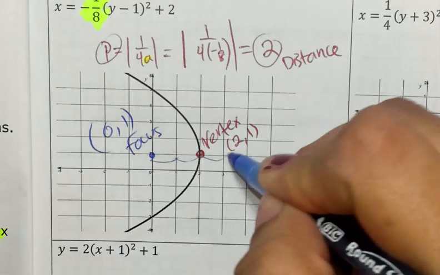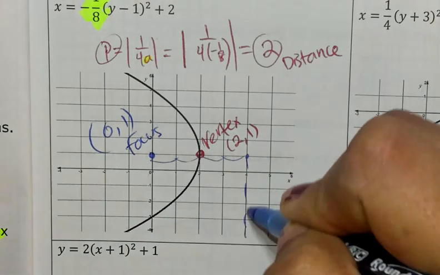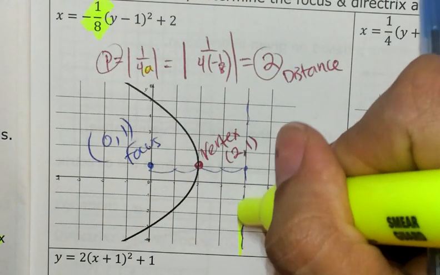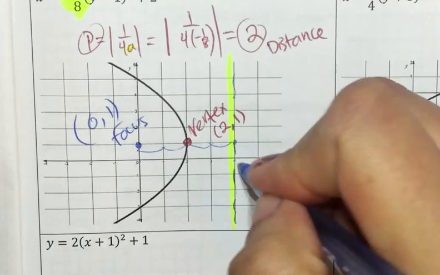And then the directrix will be the opposite direction, 2 spaces. So right here, we will have that vertical line. I'm just going to highlight that. And that is the directrix.